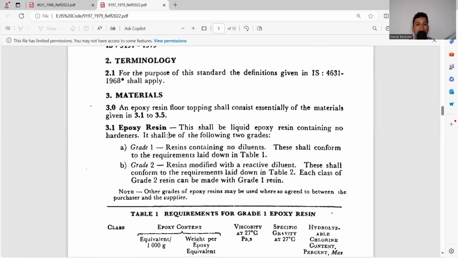What is it saying about epoxy resin? First, we will discuss that the main raw material is epoxy resin. What is it saying? This shall be liquid epoxy resin containing no hardener. It shall be of the following two grades. So the first thing is the epoxy, and there are two grades, and it is without the hardener.